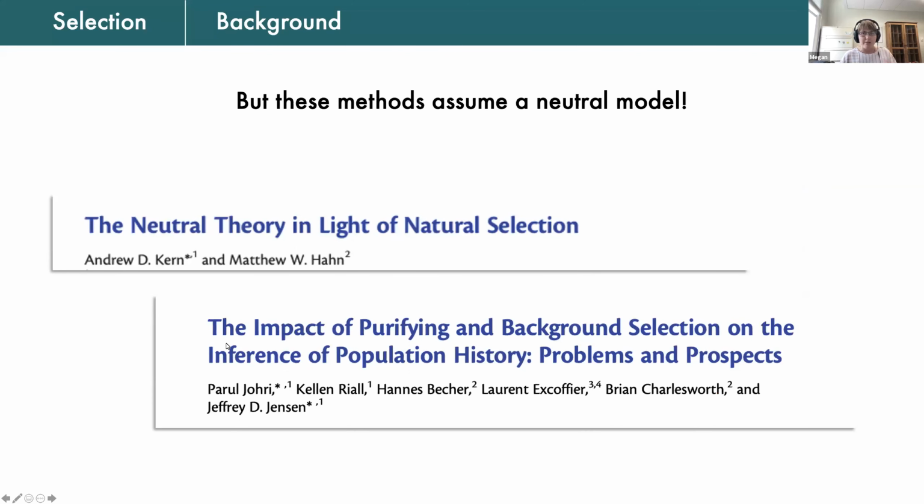But there's a huge caveat to these methods, and that is that they assume a neutral model. By that, I mean that these methods assume that selection is not shaping genetic variation in the genes that are being analyzed. But we know this isn't a very realistic assumption because it's become increasingly clear that selection shapes large parts of the genome. Even regions that are not directly under selection are often linked to regions of the genome under selection, and this can have important impacts on the genetic diversity at these loci.